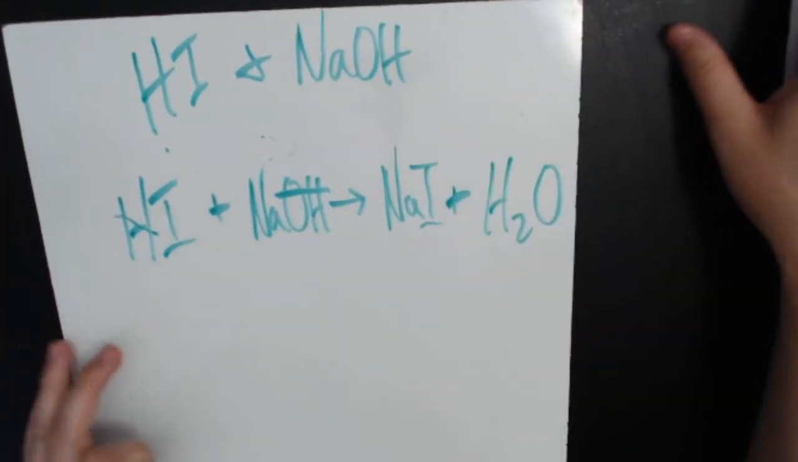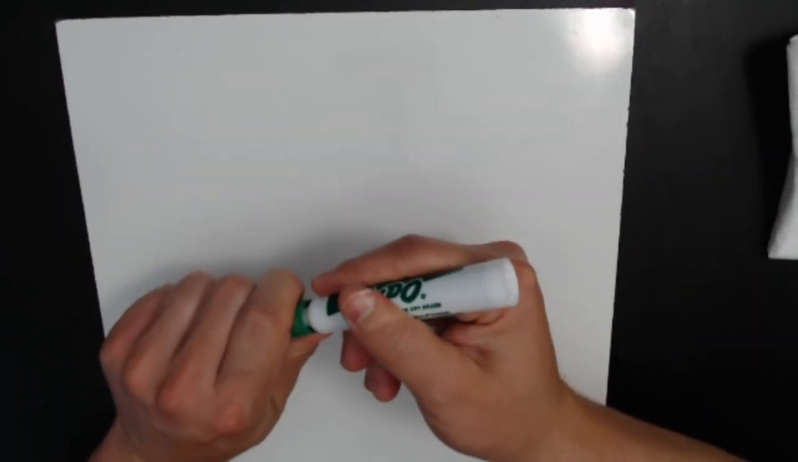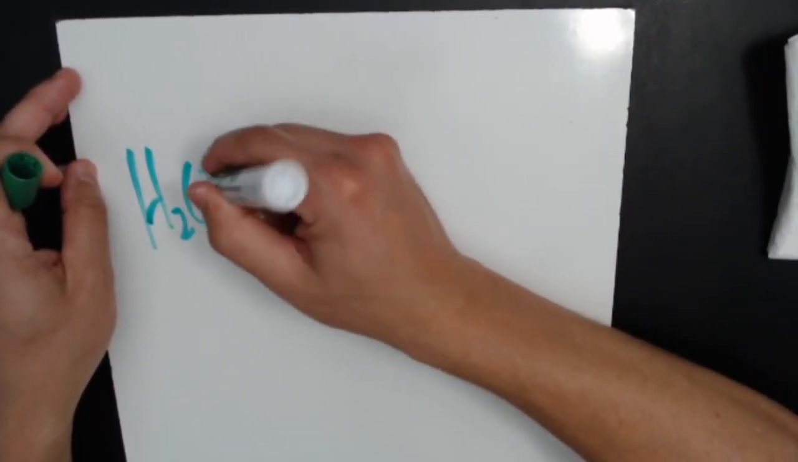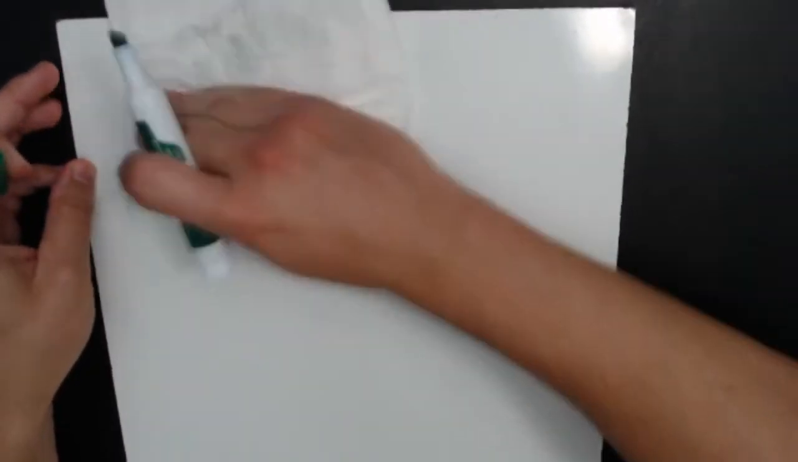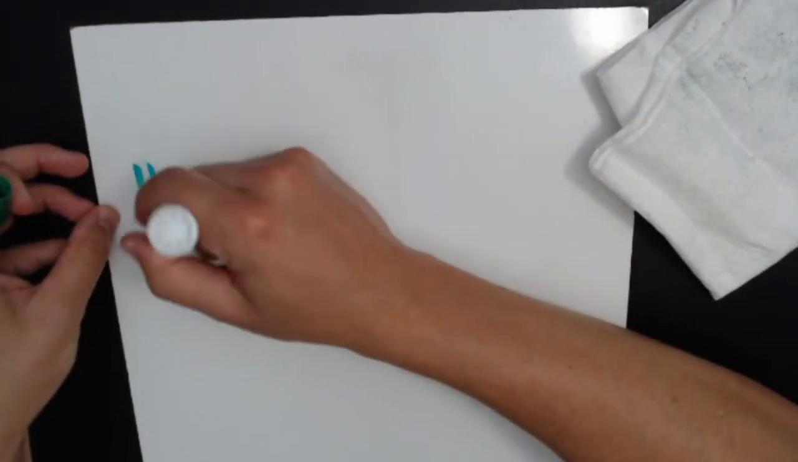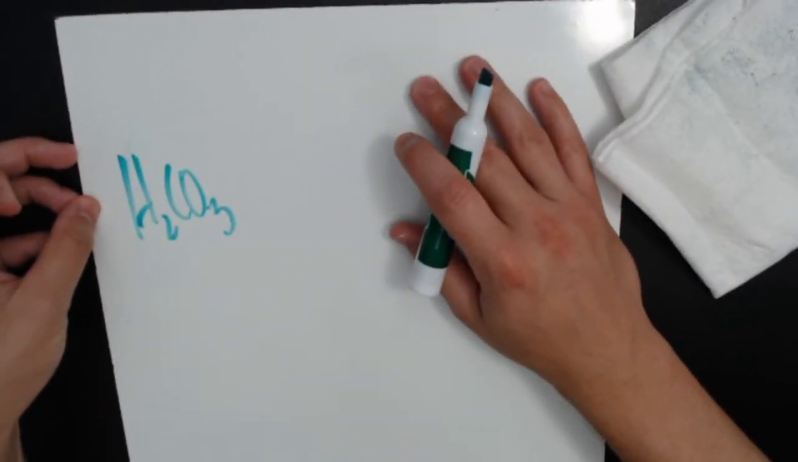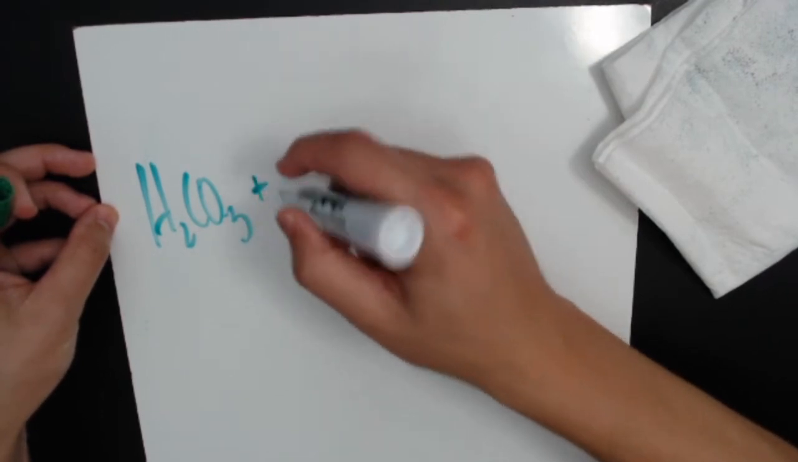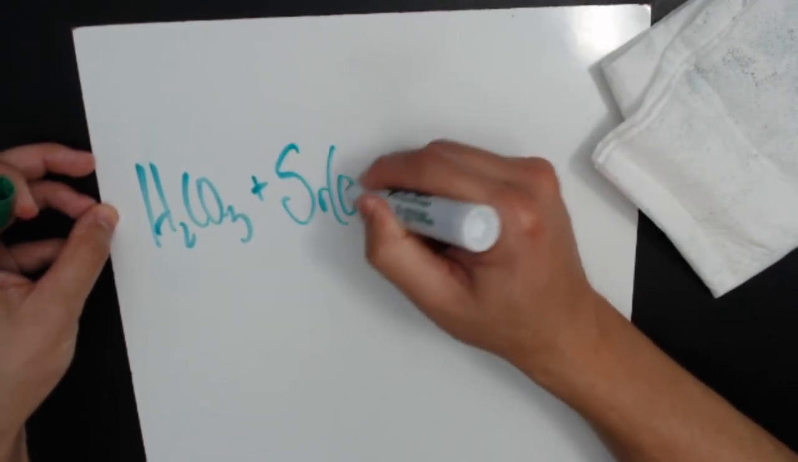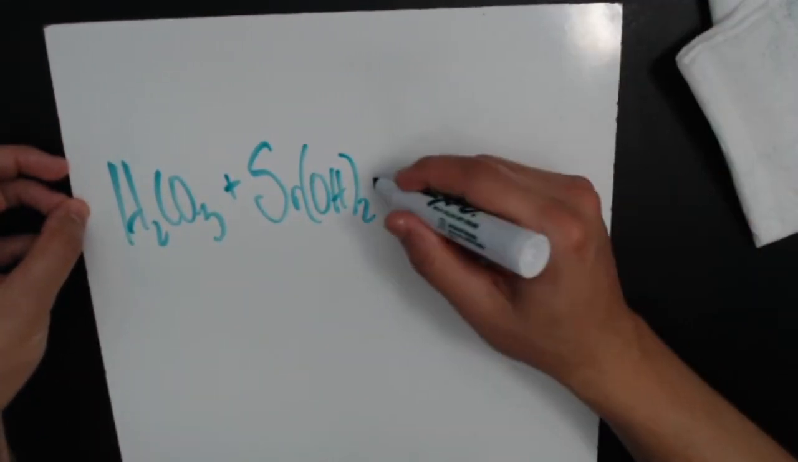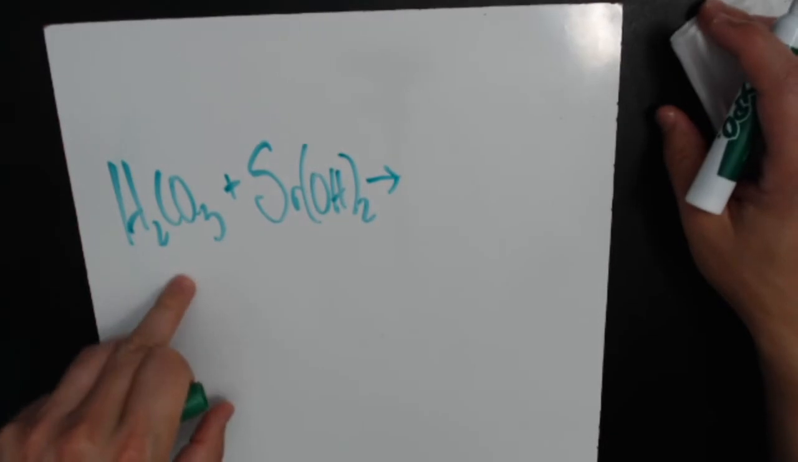Alright, let's look at our second example. This one's going to be a little more complicated, but the principle's the same. So our acid, what is that? Carbonic acid. So our acid, H2CO3. Carbonic acid. Our base, strontium hydroxide, Sr(OH)2. This is our acid, this is our base.